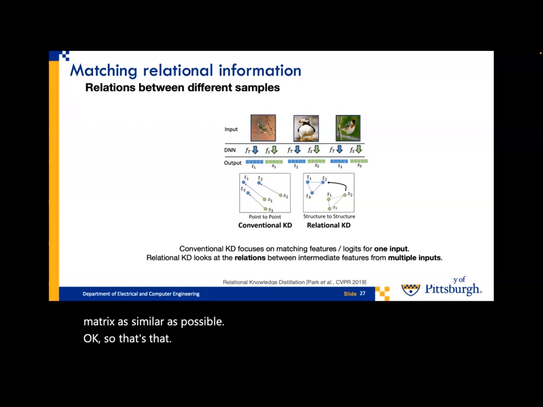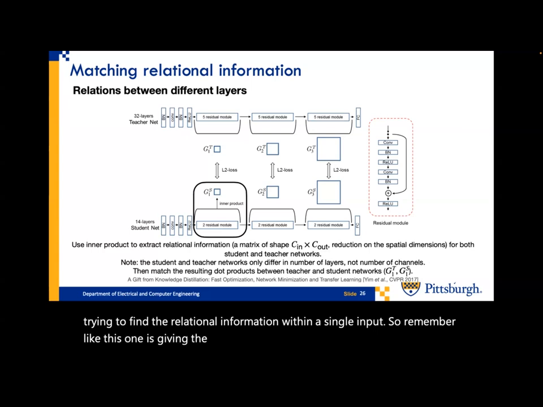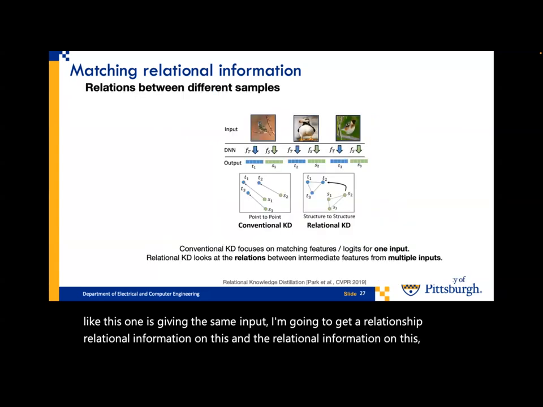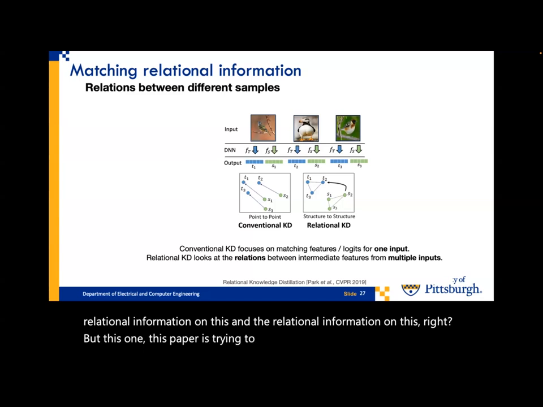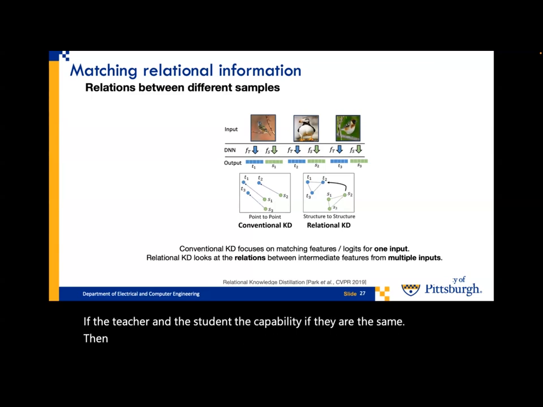So this is another paper. Instead of trying to find the relational information within a single input, remember, the previous one is given the same input, I get relational information on this and relational information on this. But this paper is trying to say, if the teacher and the student's capability are the same, then the relationship they extract for these different inputs should also be similar.